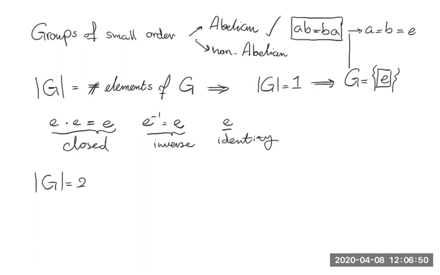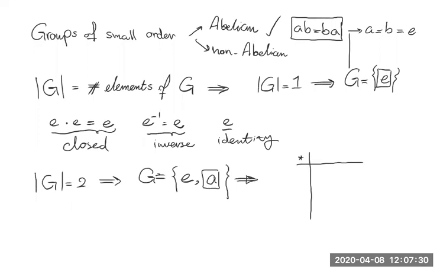So if the group has two elements, one of them has to be the identity. There should be something else. Let's call that A. It's just a letter to show the other element. I want to find all groups with two elements. In order to completely describe a group, one way is to look at the table for a group.